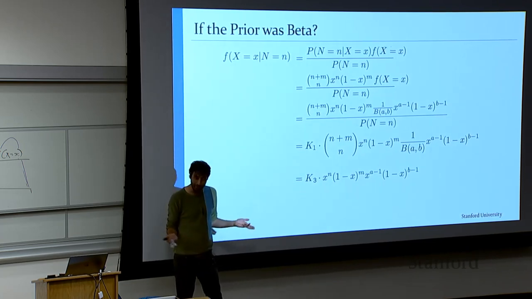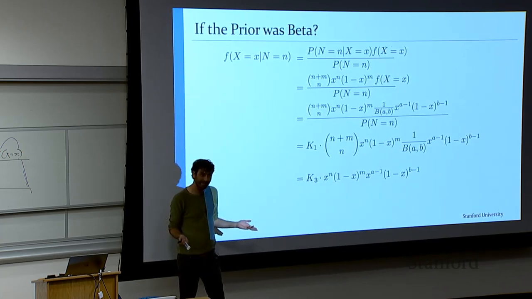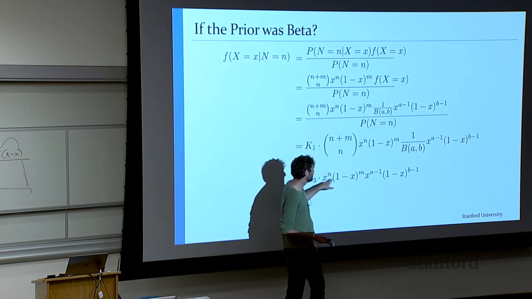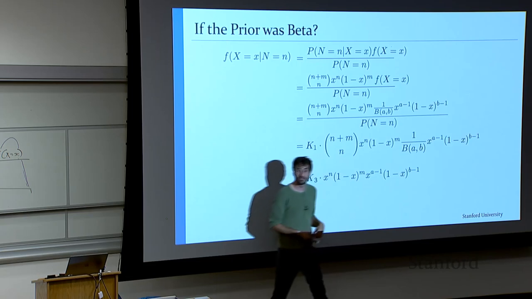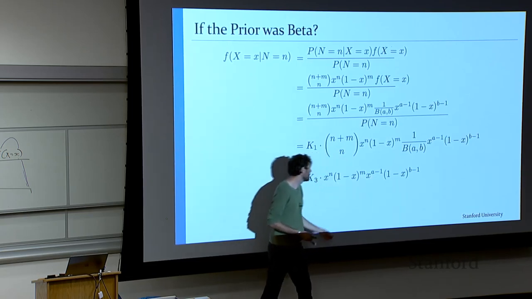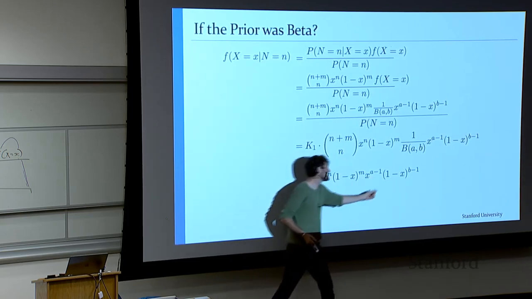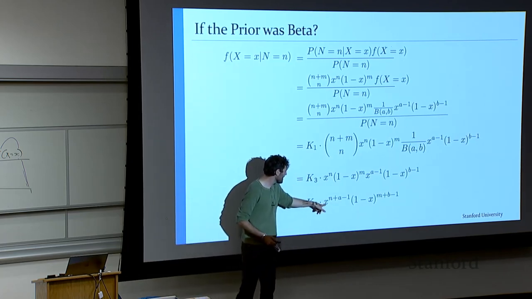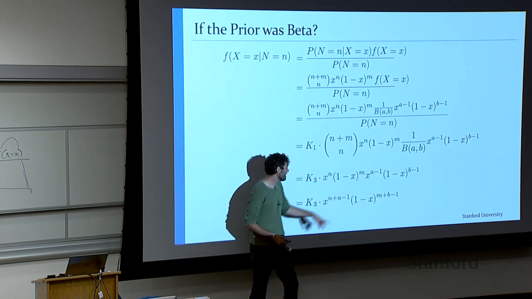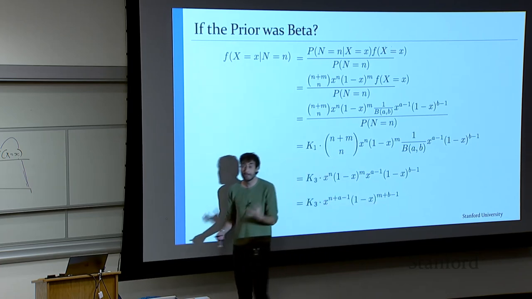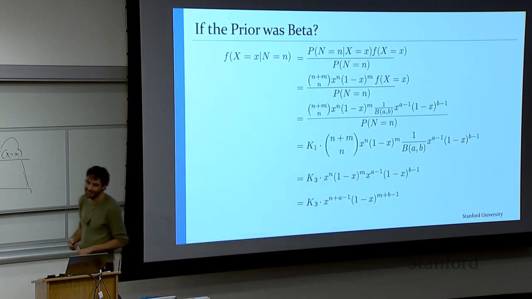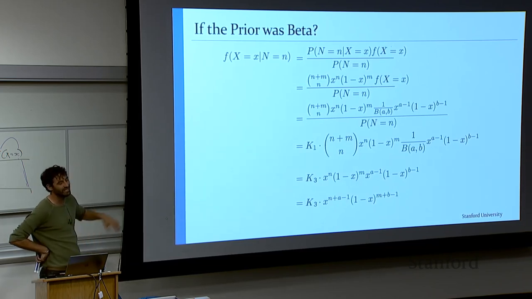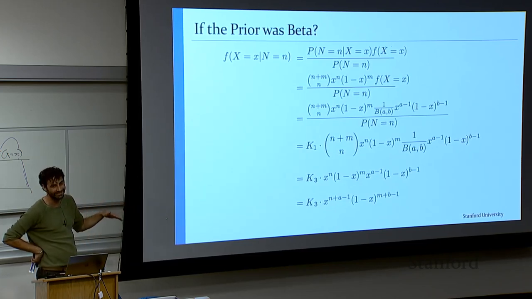But does anybody see a way we can clean this up a little bit better? Oh, yeah. We have x to the power of n multiplied by x to the power of a minus 1. You can combine those terms. You can also combine the term that has 1 minus x as its base. If you combine those terms, you're left with x to the power of n plus a minus 1 and 1 minus x to the power of m plus b minus 1. And at this point, you might feel super good. You're like, so clean.